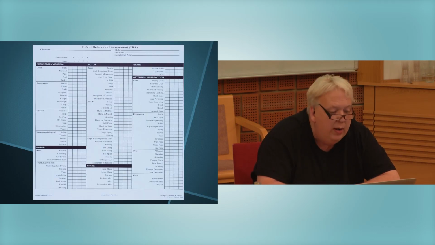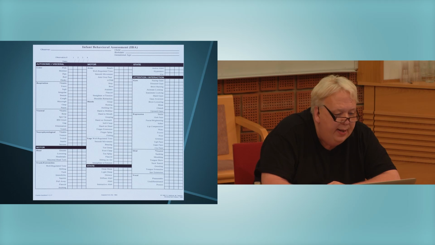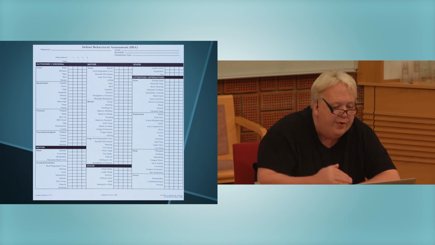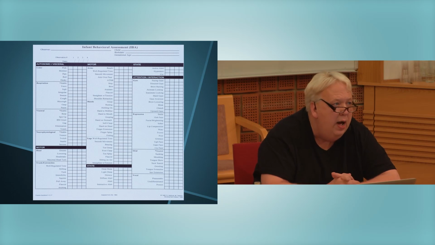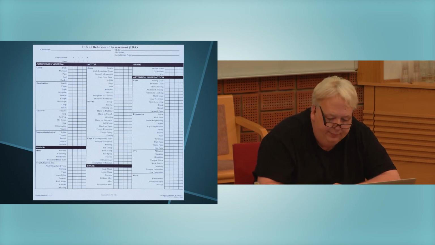It's hard to read. I know, I'm showing you what it looks like. It's divided into the autonomic system here, the motor system here, the state, and finally the attention interaction. And then it has subgroups of behaviors underneath. There's a total of 113 behaviors.